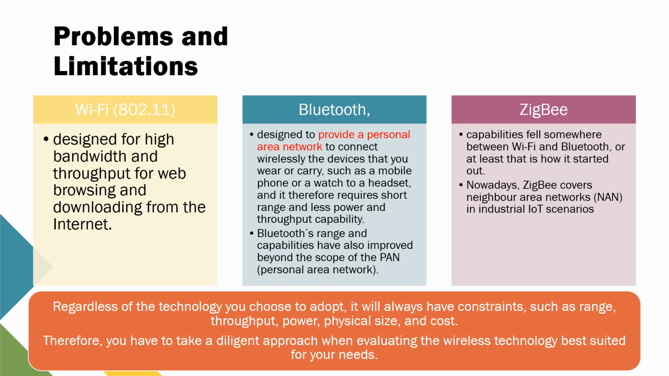For Bluetooth, it is designed to provide a personal area network to connect wireless devices that you can wear and carry. For example, if you have a certain machine or certain sensors connected to the Bluetooth, when it enters that range, it will be used according to that area of connection only. Once it goes out of that area of connection, it will not be detected. It will be separated from the main part of that Bluetooth area.